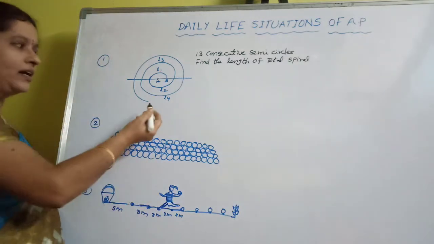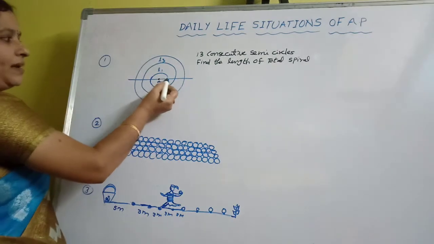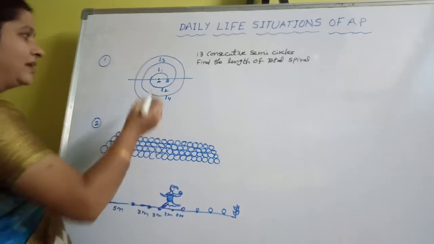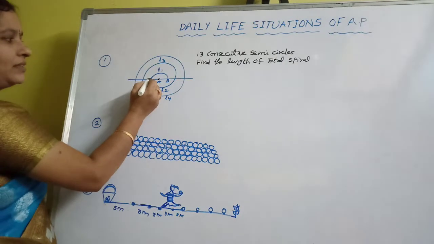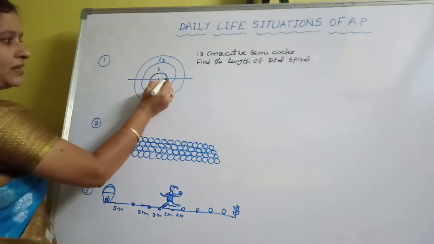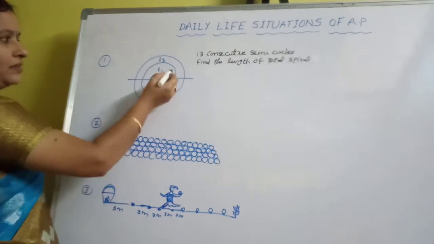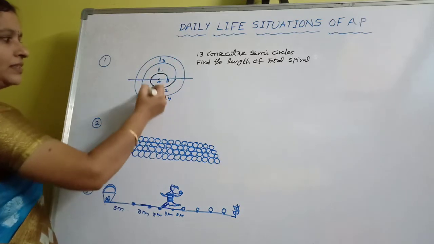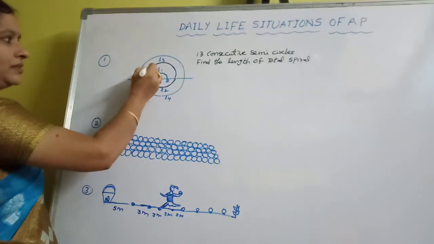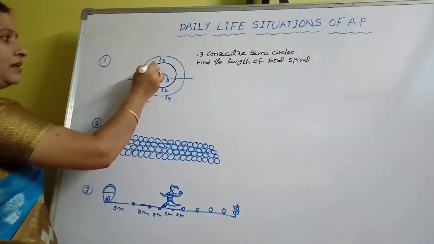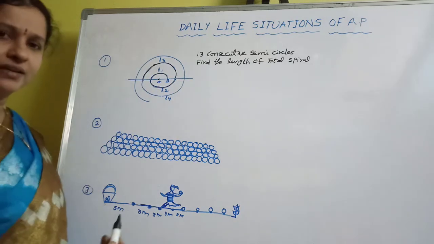So here in this figure, A is the center of the circle. AB is the radius of the semicircle. Here 13 consecutive semicircles. So what are semicircles in this figure? It is the first semicircle. This is the second semicircle. This is the third one and this is the fourth one. These are all semicircles like this.